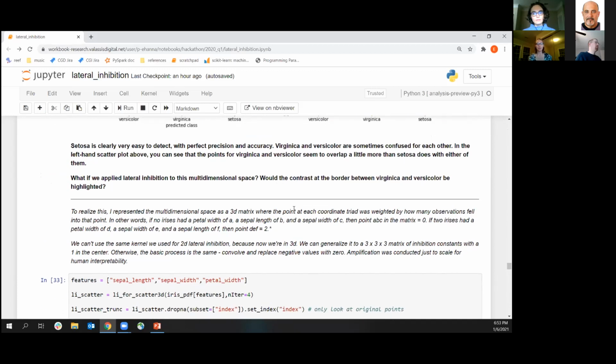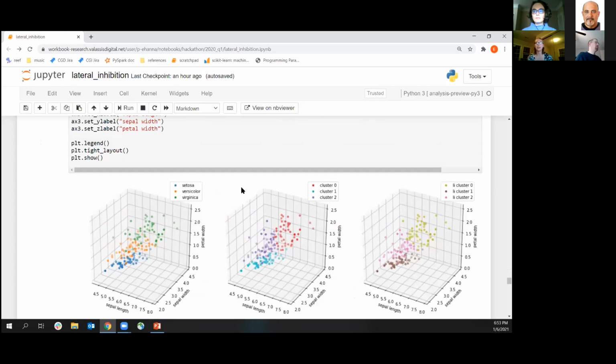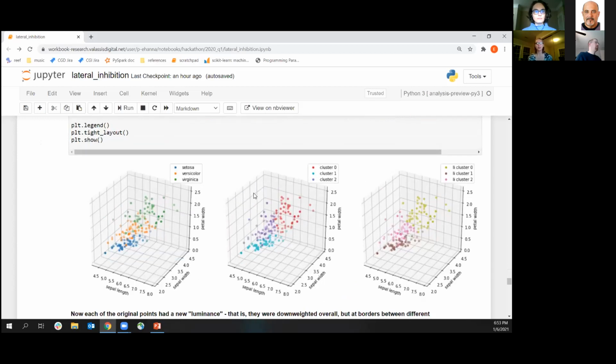Otherwise the process is essentially the same. We first convolve that kernel onto the 3-dimensional scatter plot matrix. And we take all of those negative values that don't make a lot of biological sense and we replace them with 0. I did amplify as well, just to scale it for human interpretability. But that doesn't especially matter in terms of what we were doing this for. What matters is the distance on the range that we have when we're doing a k-means clustering analysis like this. So essentially what I did was I ran that lateral inhibition in 3D.